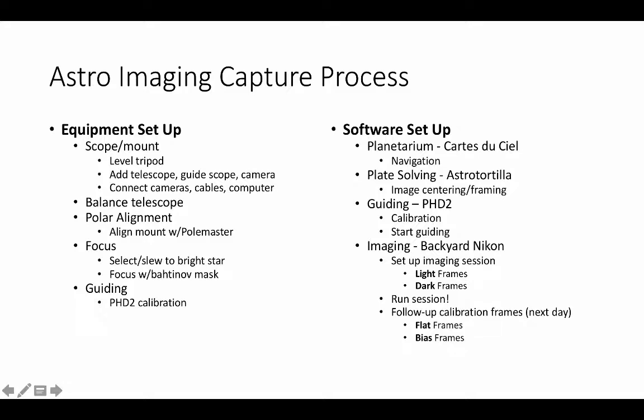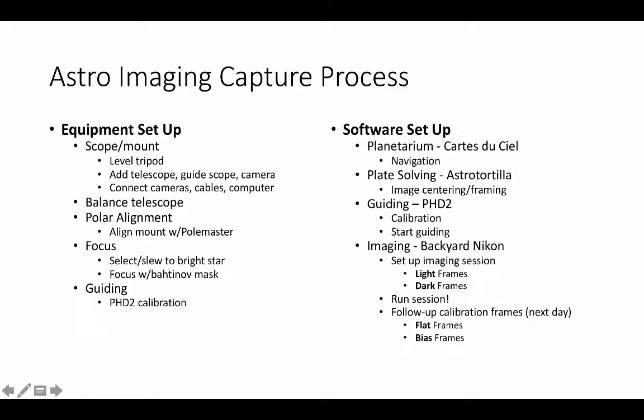So once I'm focused, then I can start guiding. The telescope will automatically track, but the guiding is the thing that locks on to a particular guide star and can send corrections to the mount in case the tracking is off a little bit.